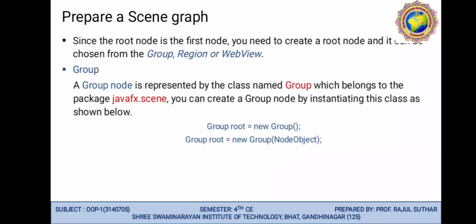A group node is represented by the class named Group which belongs to the package javafx.scene. You can create a group node by instantiating this class as shown below. This is the class. Like we create the group node: Group root is equal to new Group(root) with a parameter node object.